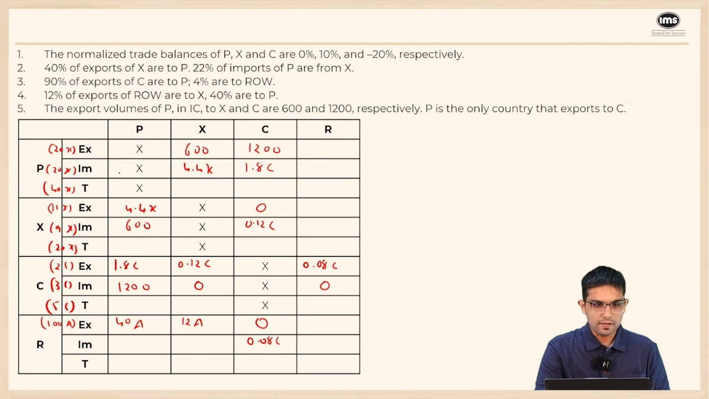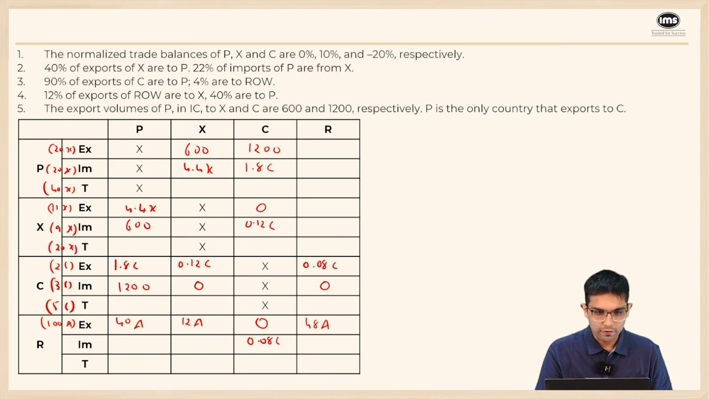Now the interesting part is I have done this cross from P to P. Yeah, that is cross. X to X cross, C to C cross. R to R cannot be cross because rest of the world can trade with rest of the world. It is not an individual country. So some other country can trade with some other country, and you can see the total of these two is 52A. So the remaining 48A will be here, and this is something that we need to learn.